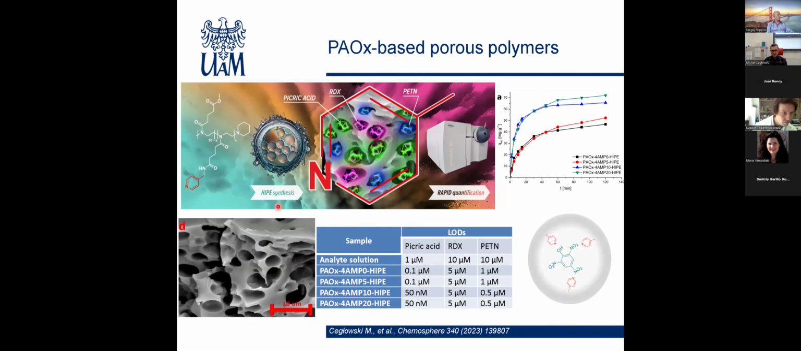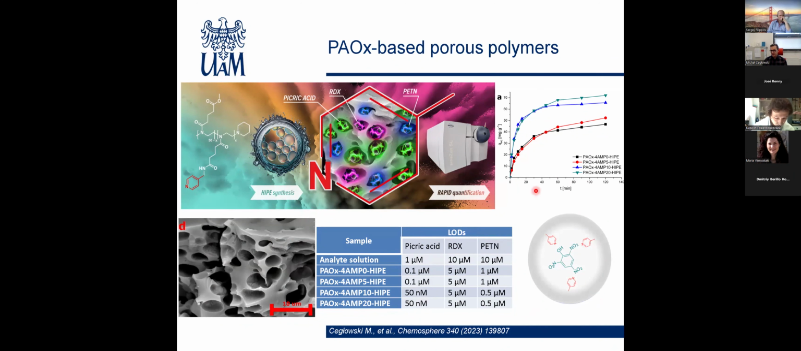And also we use the system again with explosives. So the same system with explosives, with picric acid, RDX, P10, the ones which were studied before, as you remember. And again, the best limits of detection were obtained for picric acid for the materials with the highest 4-AMP content.